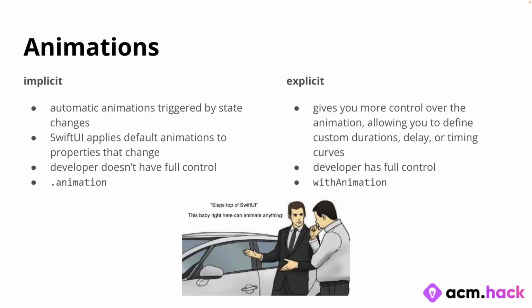The first type of animation is an implicit animation. These are automatic animations triggered by state changes, and SwiftUI applies default animations to properties that change, and usually the developer doesn't have full control. The syntax you'll use for this is dot animation. The second type is explicit animations. This gives you more control over the animation, allowing you to define custom durations, delay, or timing curves. Here the developer has full control, and for this, you'll use with animation.